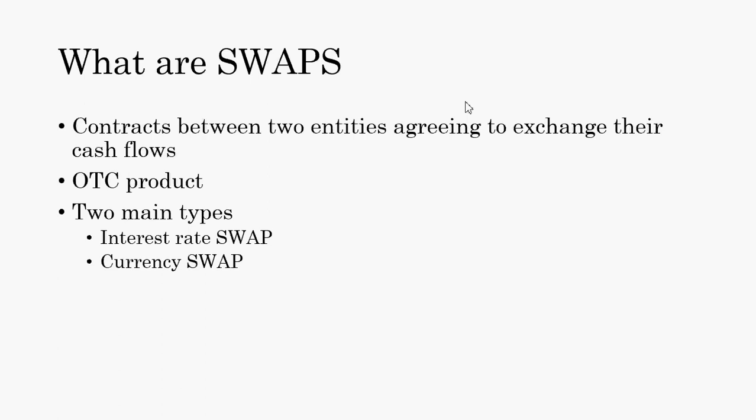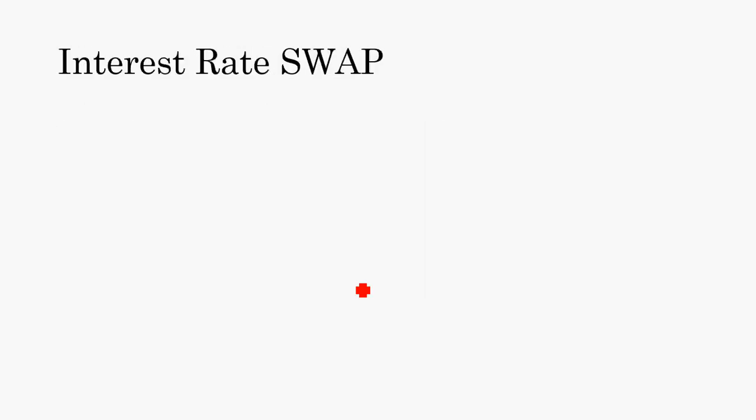Okay, this is an OTC product, which means that there is a good chance of counterparty default in these types of contracts. There are two main types of swaps that we are going to see in this video. One is the interest rate swap and the second is the currency swap. Let's start with interest rate swap.